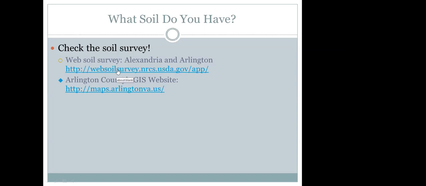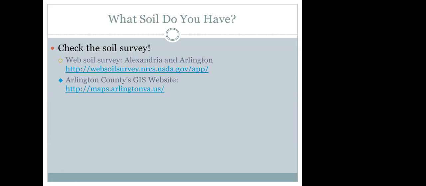And you can look up any other soil maps from any other area in the US as well, since it's a US Department of Agriculture website. Specifically for Arlington County, Arlington County's got a great GIS website at maps.arlingtonva.us, and you can look up the soil maps just for Arlington County there, as well as many other interesting maps as well. I'm sure Alexandria has a GIS website too.